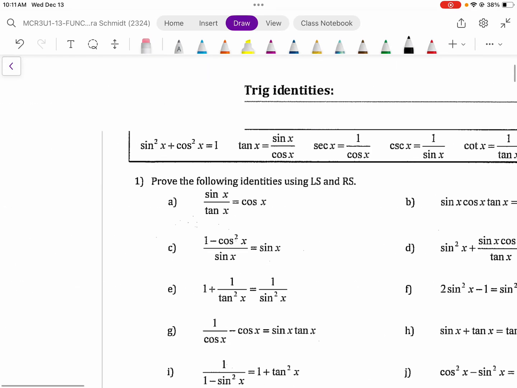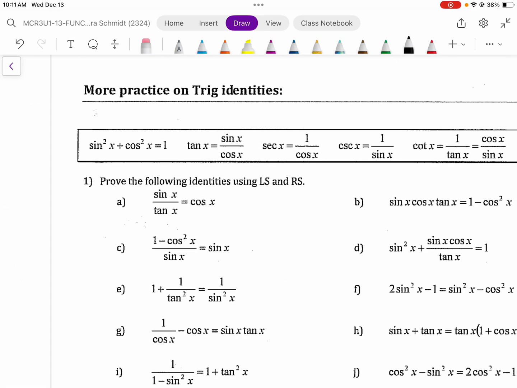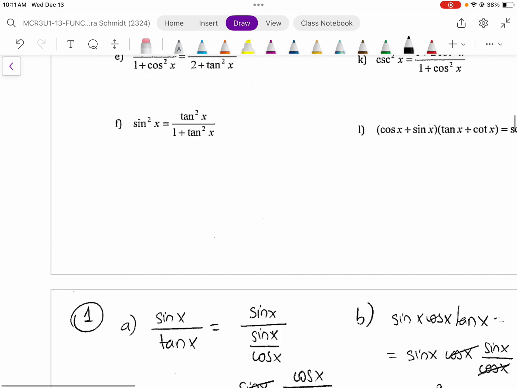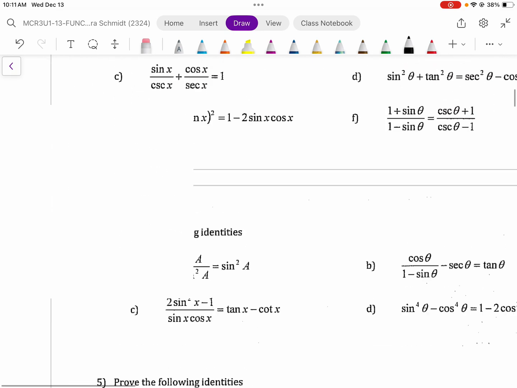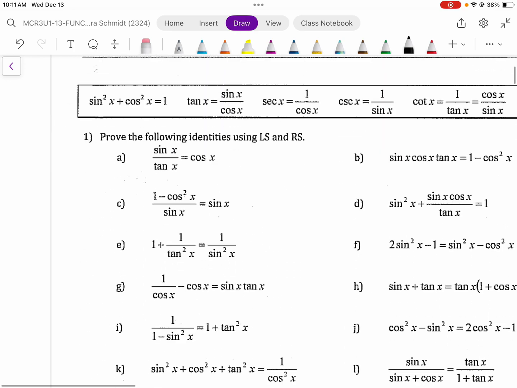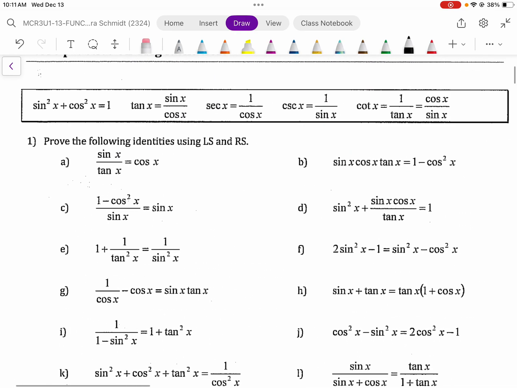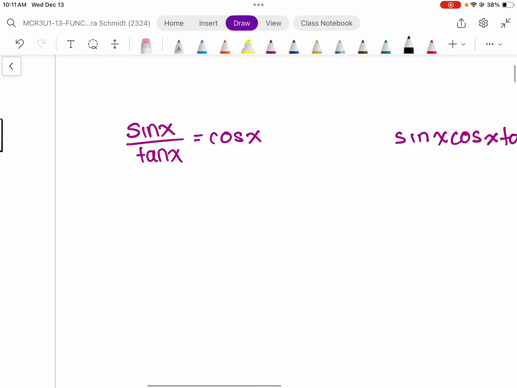Hey, okay, I thought I'd try a couple questions from the more practice on trig identities. There's full solutions if you scroll to the bottom, but I thought I would just show you how to do some in video form. Okay, so this is the first question. If you have sine x divided by tan x equals cos x.